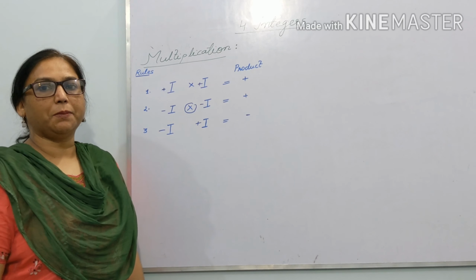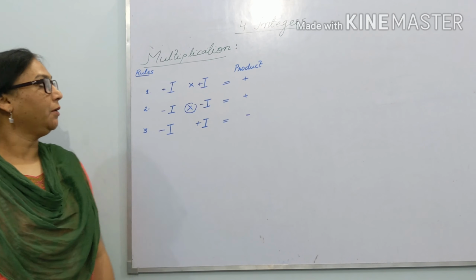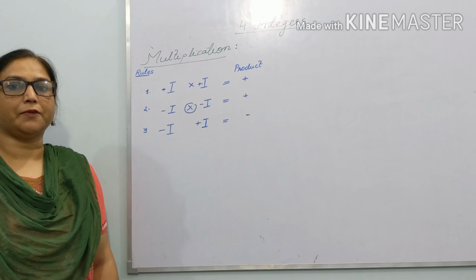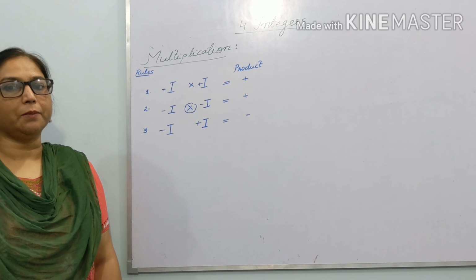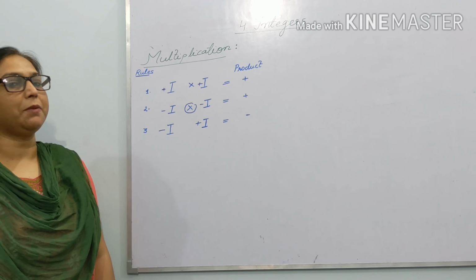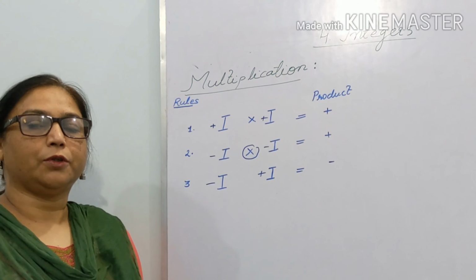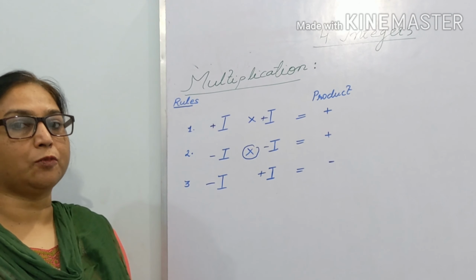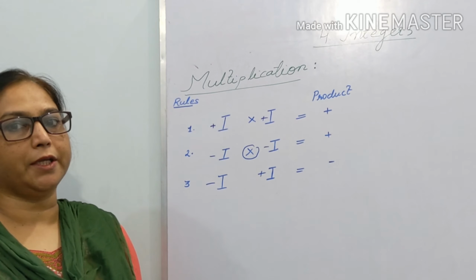The next topic is multiplication of integers. In multiplication of integers, the numbers which are multiplied are called multipliers and the answer of the multiplication is called the product. Using these rules, let me explain the multiplication of integers.